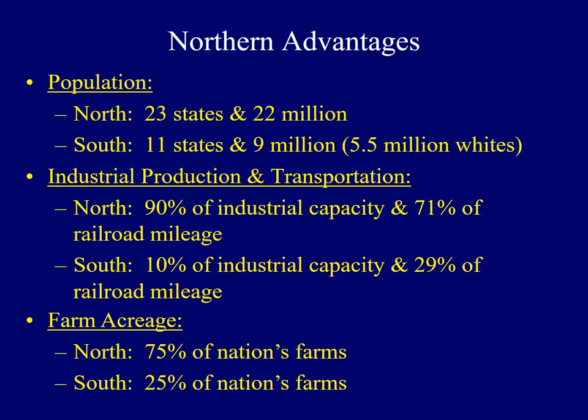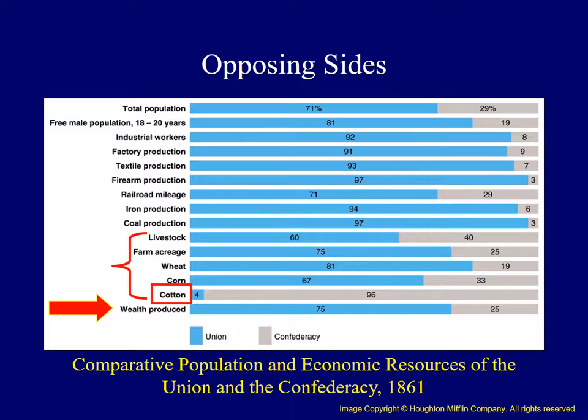Here, we see the figures for farm production broken down. The only area where you see the South outpacing the North is with the production of cotton. Here they faced a decided advantage. Overall, as shown here, the North produced about 75% of the nation's wealth.